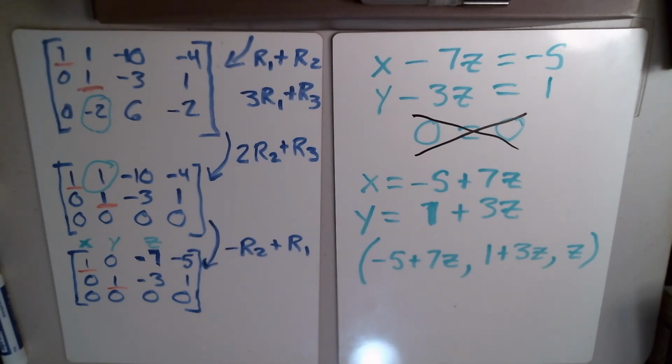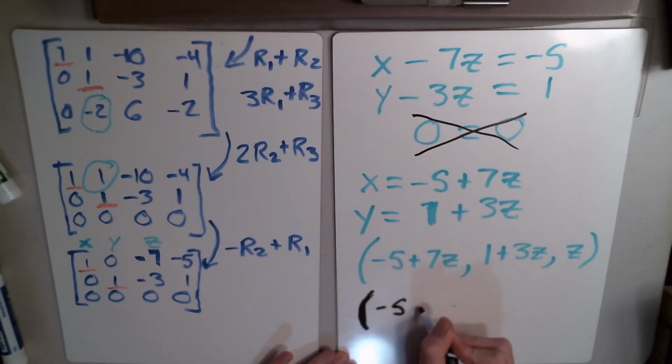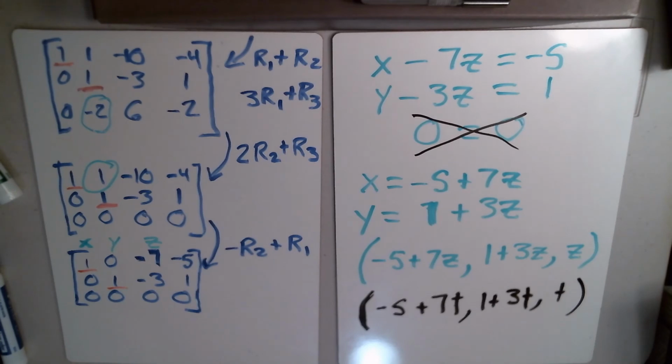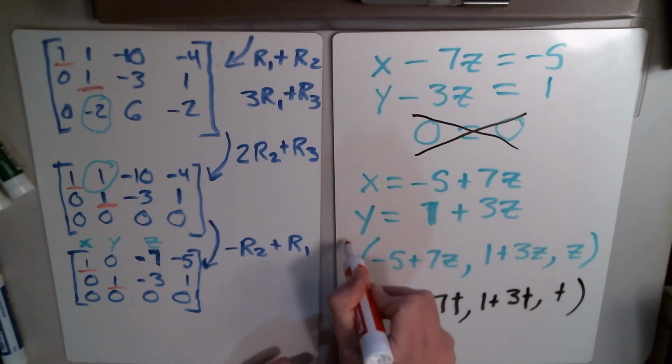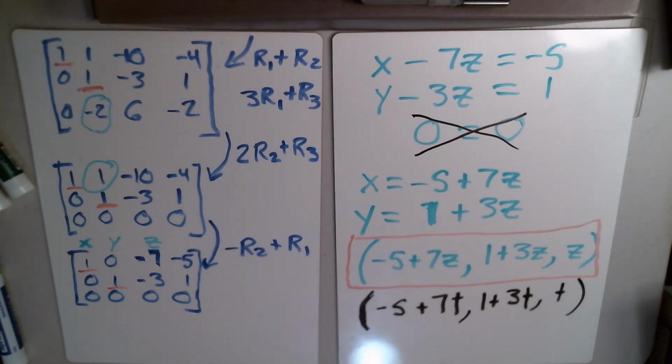In the book, what they do is they write their answer a little differently, but it's the same thing. They just use a different variable for z. They set z equal to a variable t, and that's kind of convention, but I don't care one way or the other. They just replace everywhere there's a z in this equation with t, and that gets across the exact same idea. So this would be our final answer here. Either one works, whichever one is easier for you to understand.